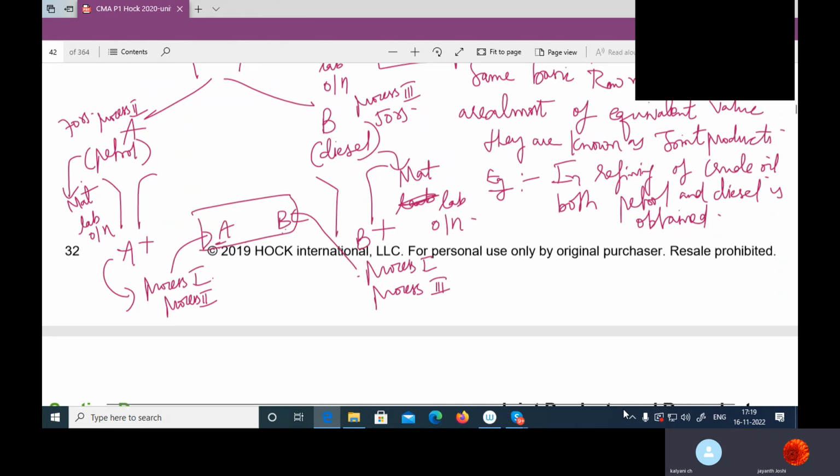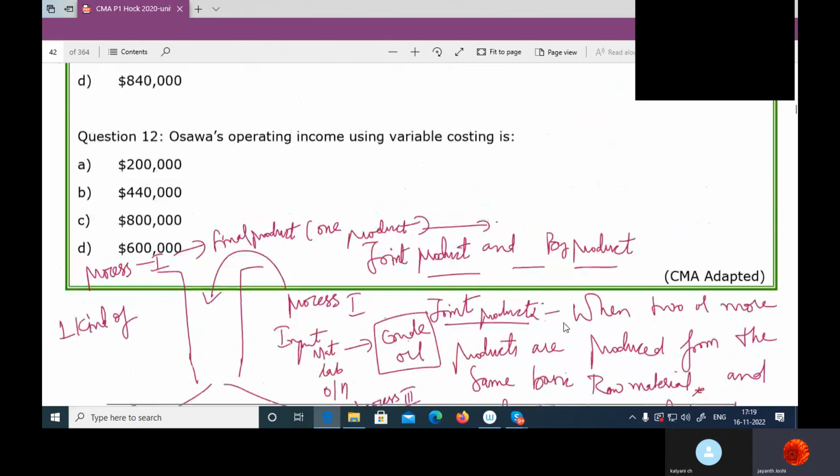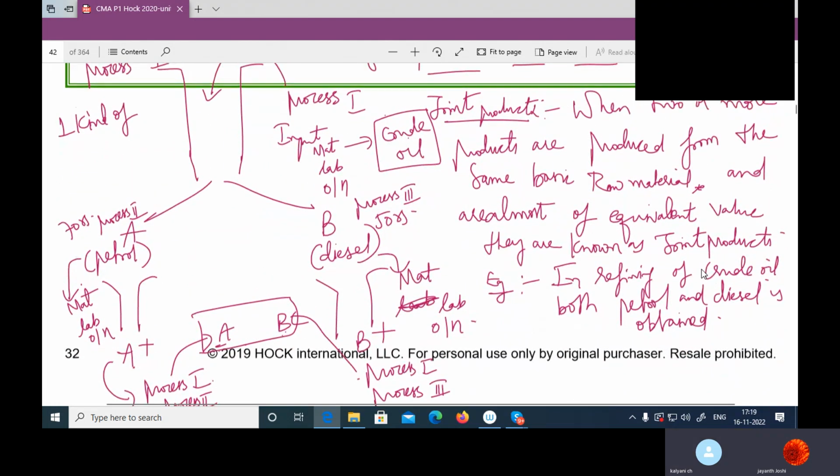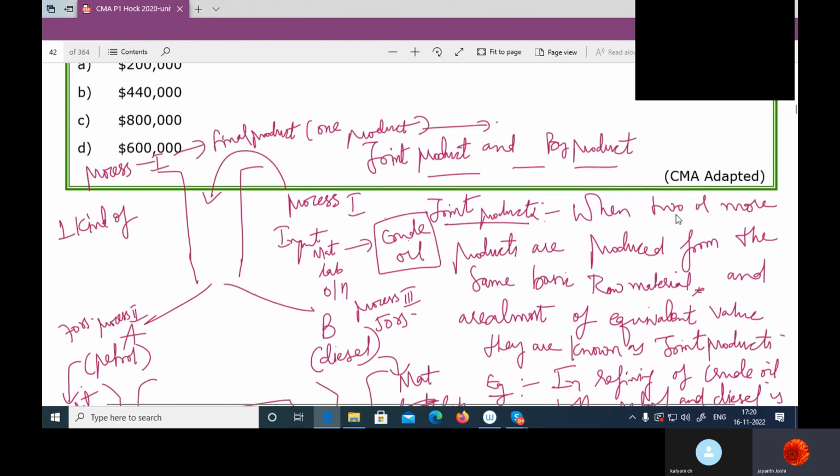Then we will discuss something about byproduct also, because I've written the heading here. What is a byproduct? A byproduct is something which we are not aspiring to make. That means we don't desire to produce it, but in this process it automatically gets produced. It is nothing but a waste, something that arises when you are producing something.